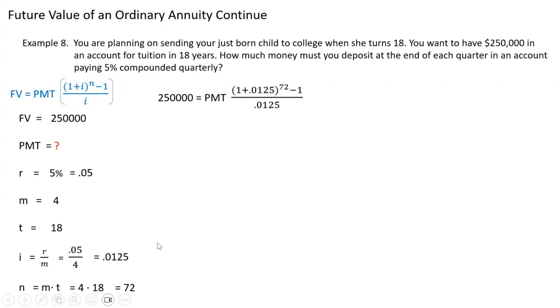72. So now, hey guys, remember, here we're looking for the payment. So in this case, we're going to use the inverse key. Anyway, guys, here we go. We're going to input parentheses, 1 plus 0.0125, close parentheses, to the 72nd power, minus 1. And this is what you should see on your calculator.